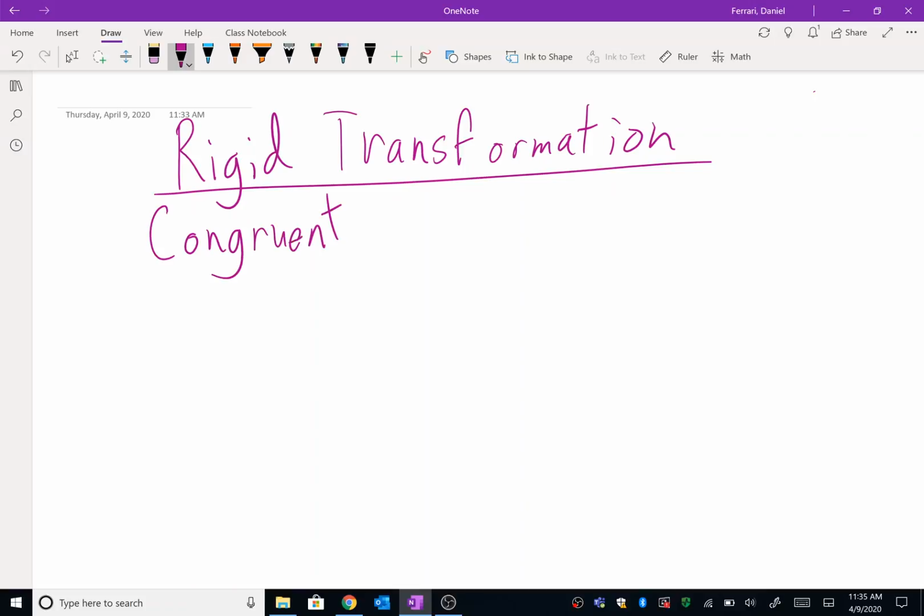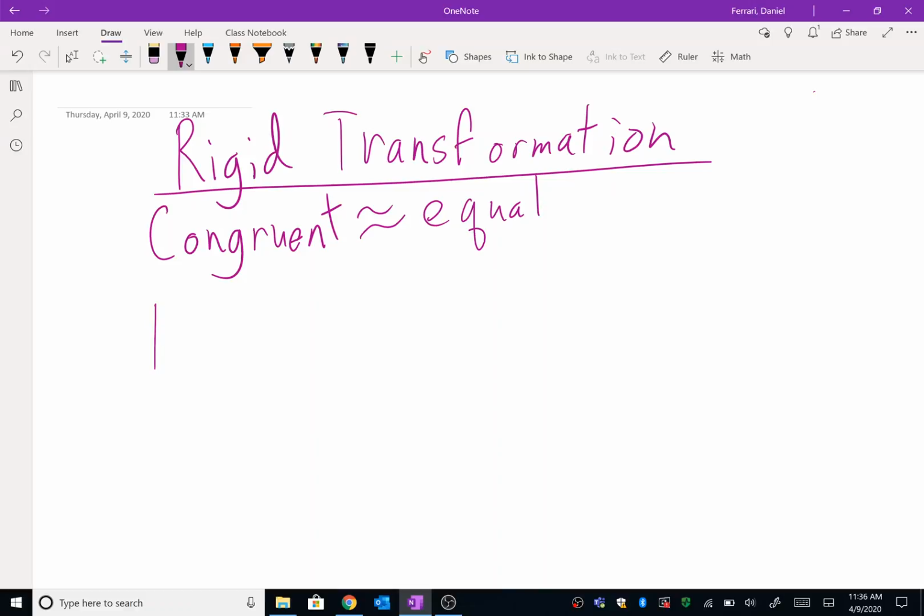Remember that congruent is just a geometry word for basically equal. The words congruent and equal are slightly different, but essentially almost the same. So we have been doing rigid transformations, things where the object doesn't change.